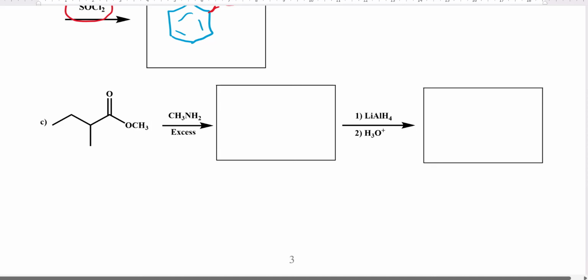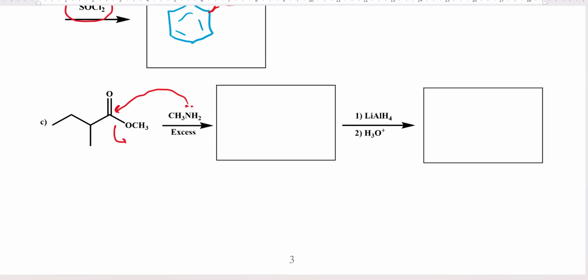Here is another reaction for amide. First, we have an ester. We have an aminolysis reaction, so the amine can attack and kick the methoxy out, and then it loses one proton as well. So the structure for this step is an amide. Instead of O-methyl, we have NH-methyl.